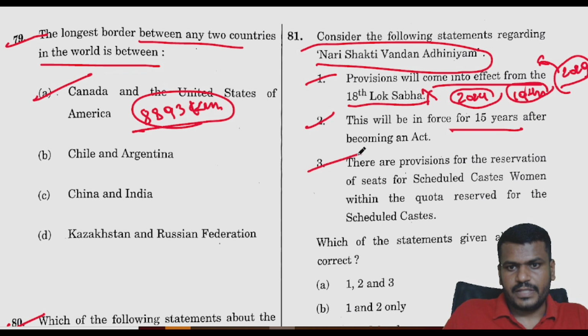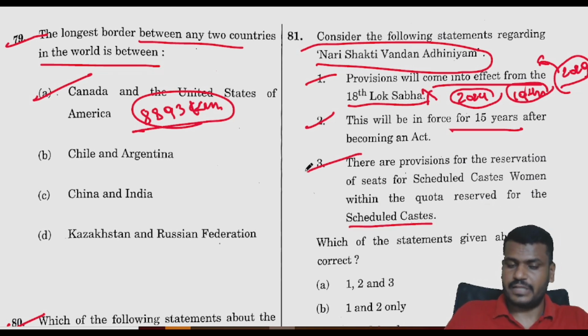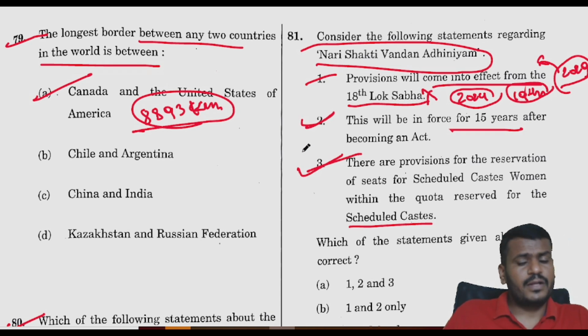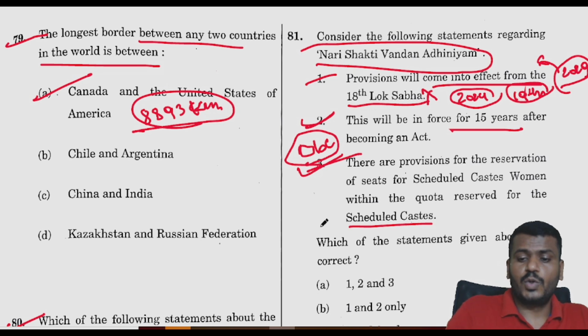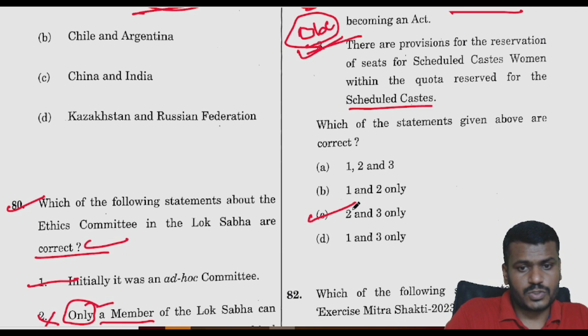That is true. There are provisions for the reservation of seats for scheduled caste women within the quota reserved for scheduled castes. That is also correct. This is the criticism raised by many people: you are not giving any reservation for OBC, and why are you giving reservation for SC/ST women? Okay, that's why statements 2 and 3 are absolutely correct and the first statement was not so correct.